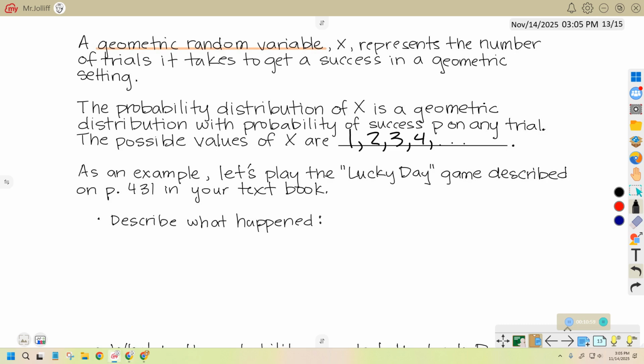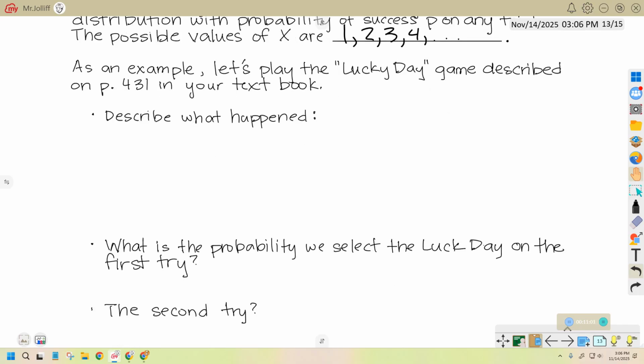So I want you to take about 90 seconds in your small group and describe what we just did. What happened? What did we see? We know what the result was, right? Guessed correctly on the 8th trial. But what else was happening? It's 60 more seconds.